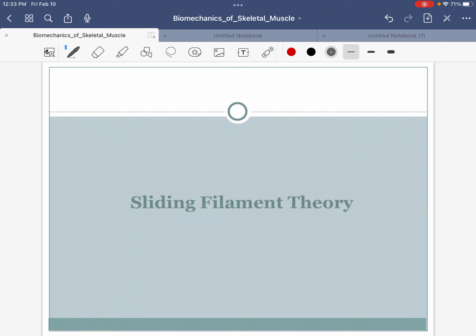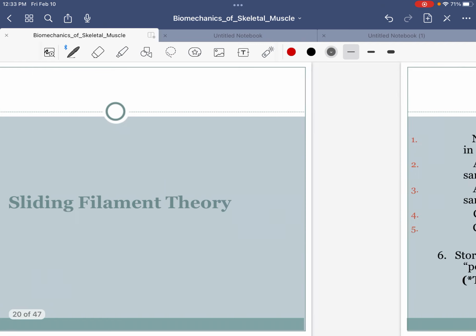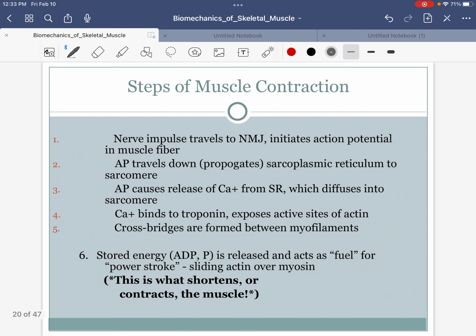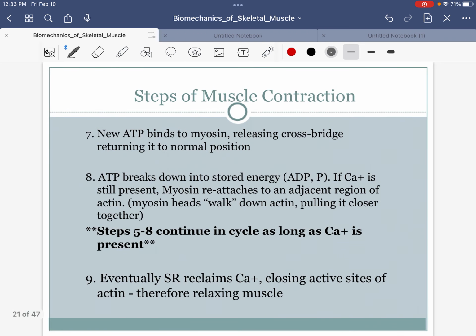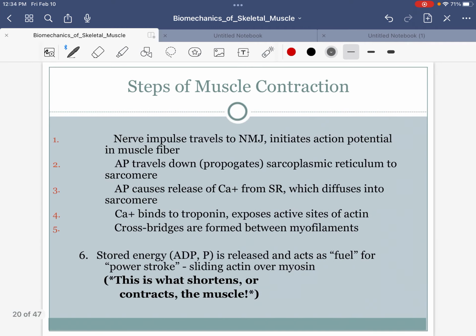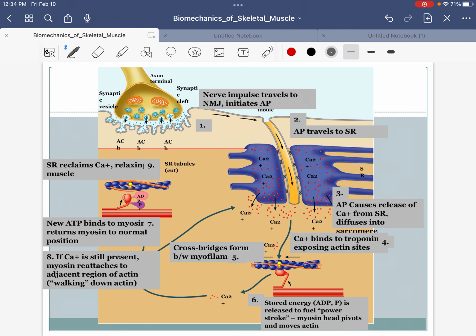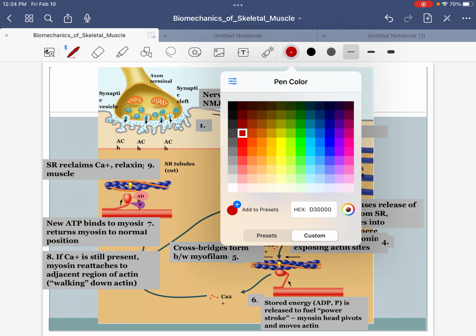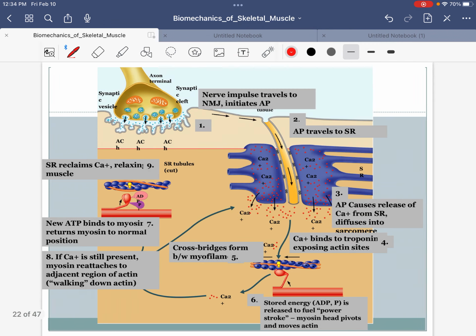All right, I would like you to review the basics of the sliding filament theory. I have listed the steps for you in your notes. Excuse me again for blowing my nose. I have listed them here in words, and I've listed them here in a visual form. Let me hit the basics, but I'd like you to review all of them, okay?